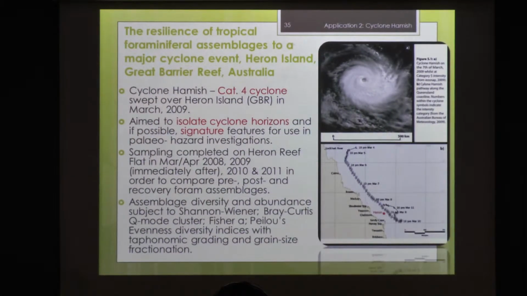Anyway, so the next project I was involved in was looking at a cyclone deposit, or a hurricane deposit, I think is what you call them up here. So basically I was doing work on the Great Barrier Reef. I was going there every year anyway, and then in March in 2009 there was a Category 4 cyclone event that went right over Heron Island, so well, almost all over Heron Island. This is the path of the cyclone, and here's Heron Island, and this is what it looked like from above.